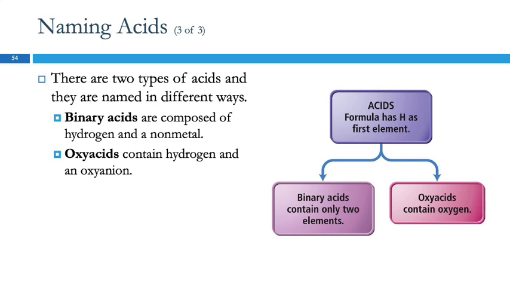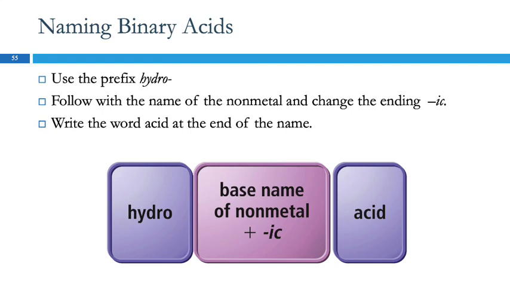So there are acids that have oxygen. These are called oxyacids, and acids that do not. Your book calls them binary acids. And we have different names for those. So the binary acids are going to use the prefix hydro to represent the H at the beginning of the acid. And then whatever the other element is, you're going to take that element name and change its ending to ic and slap on the word acid at the end.